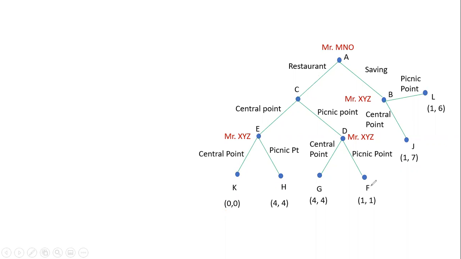Similarly, the node F represents that if Mr. MNO decided to open a restaurant at Picnic Point and Mr. XYZ also decided to open a restaurant at Picnic Point, then the payoff of Mr. MNO will be 1 and the payoff of Mr. XYZ will also be 1.